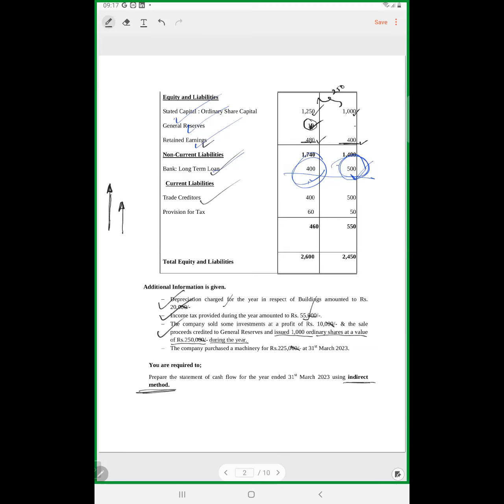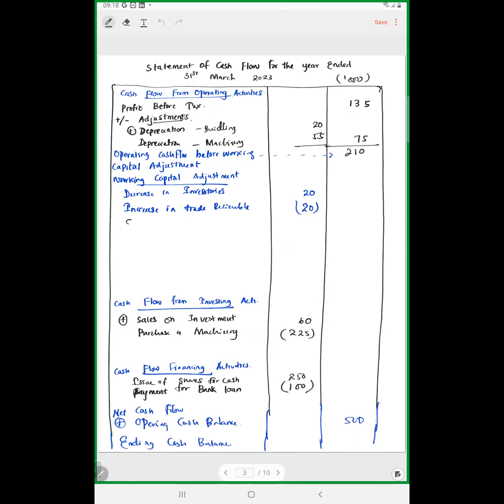Right. So then we can add. Here you can see current liability value has decreased. So the reason is, the company has paid how much? 100. Right. So then we need to deduct. Increase in trade payable, 100.